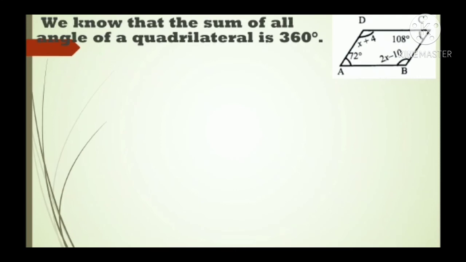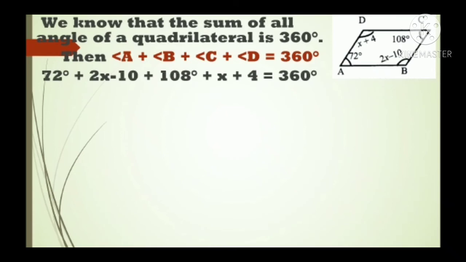Angle A and angle C are given, and we have to find the value of angle B and angle D. We know that the sum of all the angles of a quadrilateral is 360 degrees. We have seen this in the previous problem. So angle A plus angle B plus angle C plus angle D equals 360 degrees.